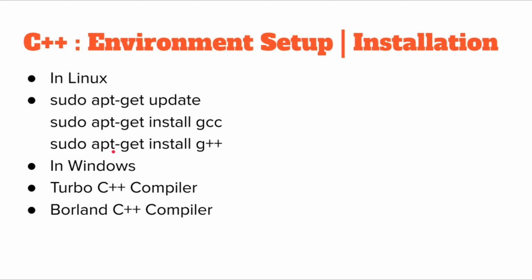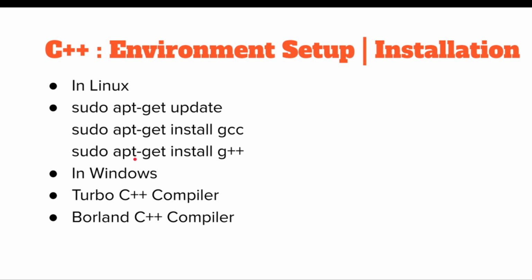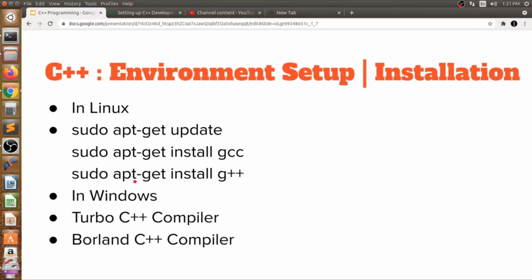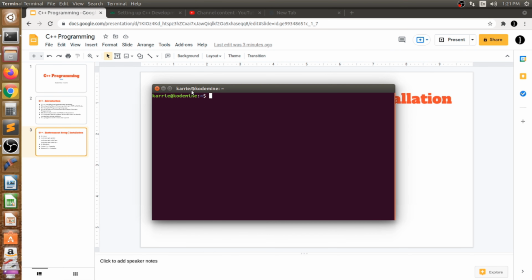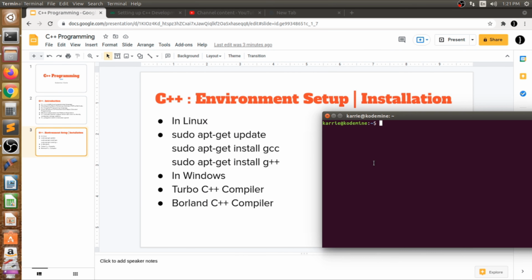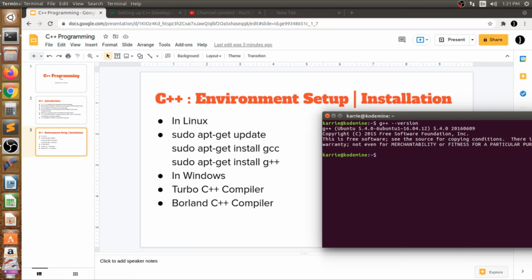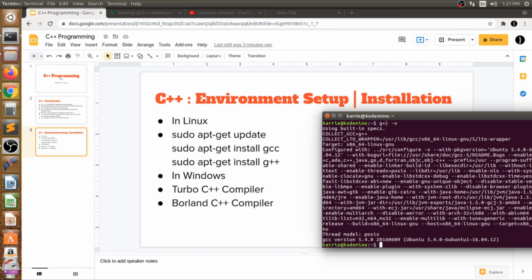So how can we check the version? If we want to check whether the C++ environment is set up on our operating system or not, then we just need to go into the terminal and write g++ --version, right? So this is how you can run it. You can see now this is GCC version 5.4 already installed.